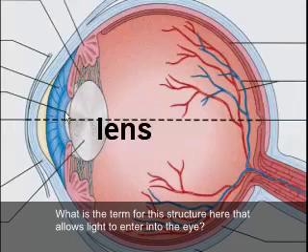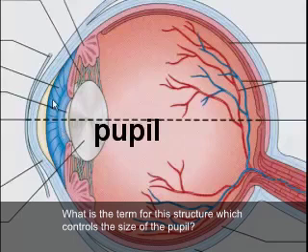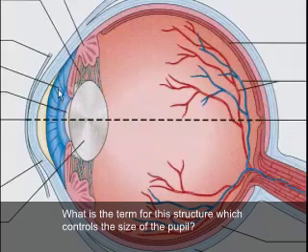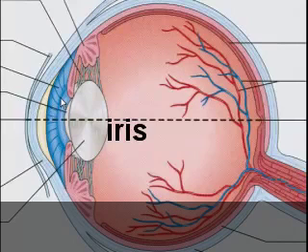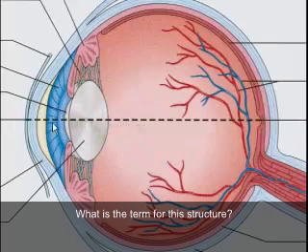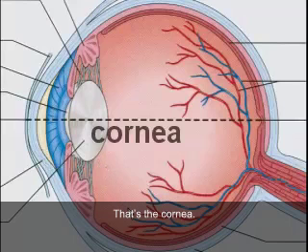What is the term for this structure here that allows light to enter the eye? That's the pupil, P-U-P-I-L. And what is the term for this structure which controls the size of the pupil? Well, that's the iris, I-R-I-S. And what is the term for this structure? That's the cornea, C-O-R-N-E-A.